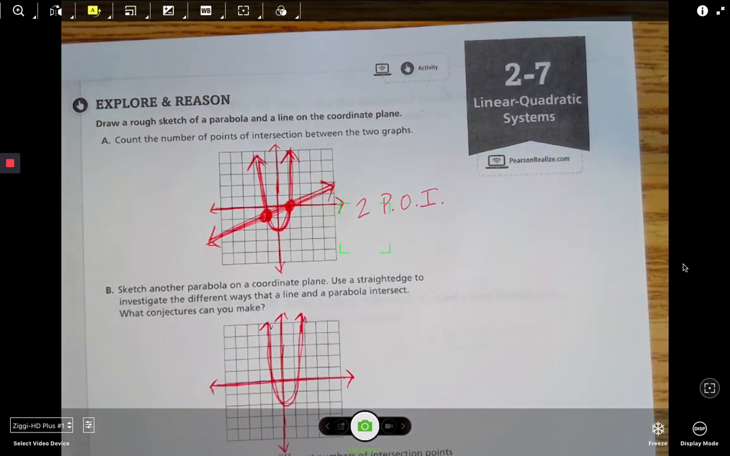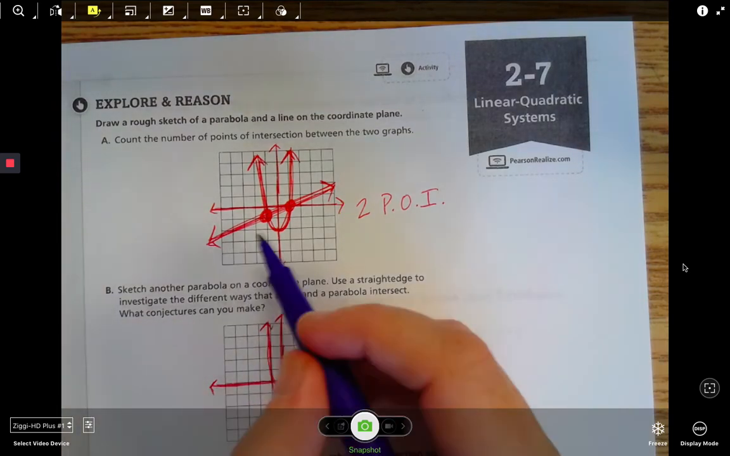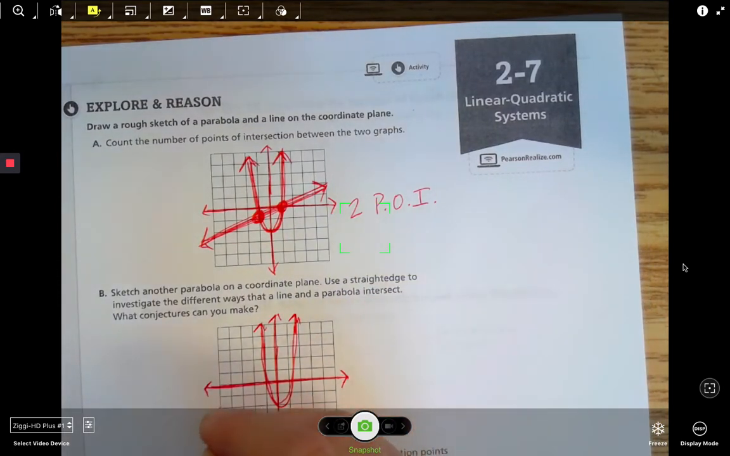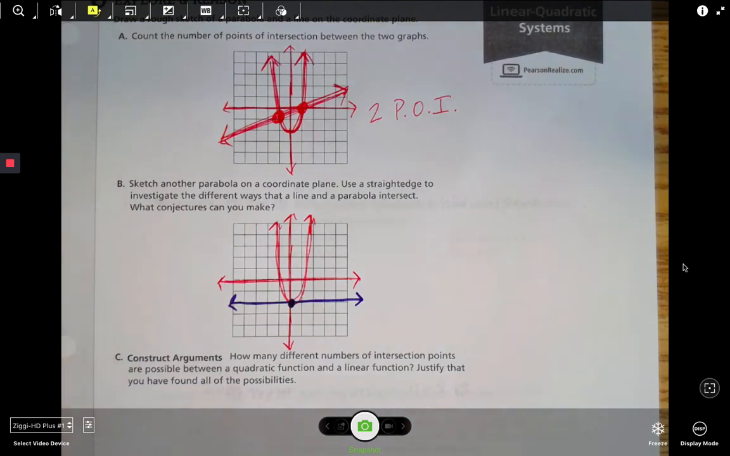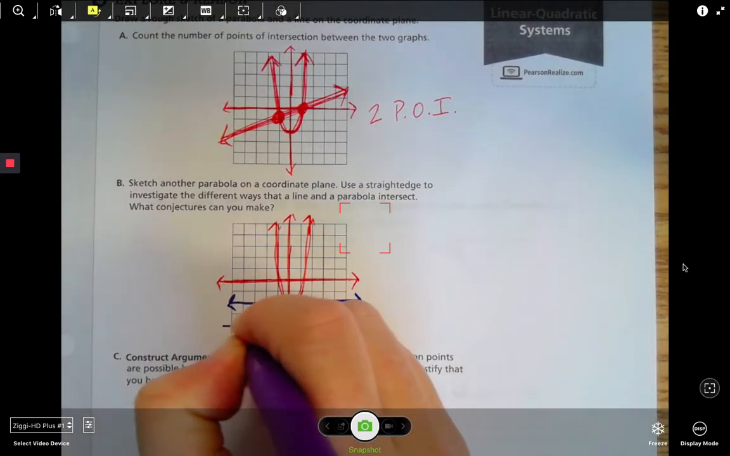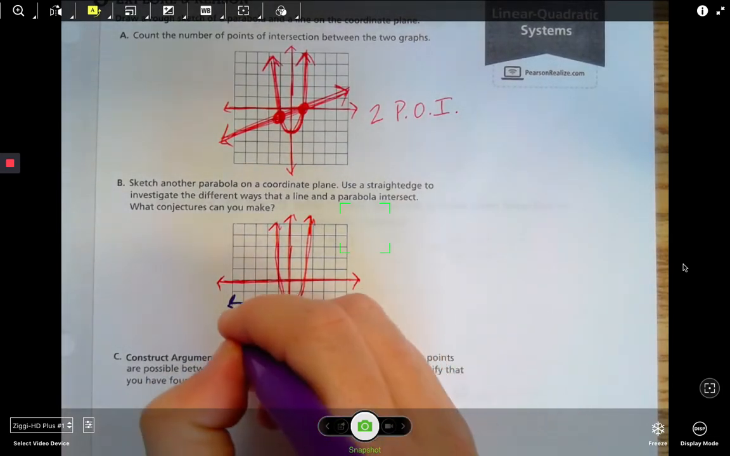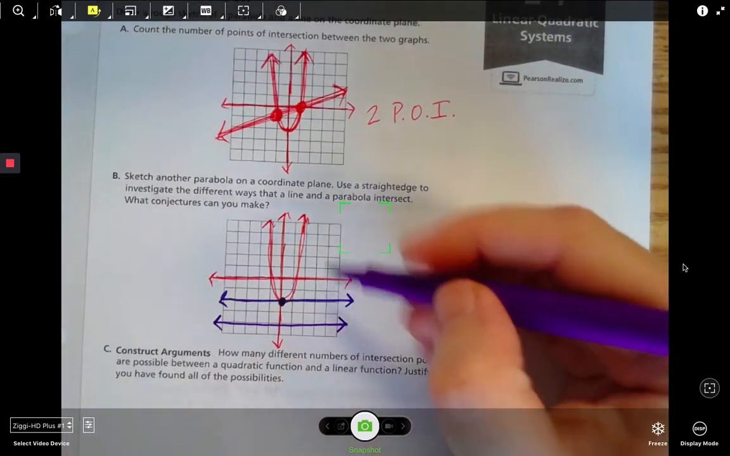Alright, and they tell me to use a straight edge, but I want you to be able to see it a little better than that. So I'm going to show you the different ways that a line and a parabola could intersect. So above you saw where they could intersect using 2 points of intersection. We could cross right here at the vertex and only have 1 point of intersection. Or I could cross down here, just cross the y-axis, and never have any points of intersection.